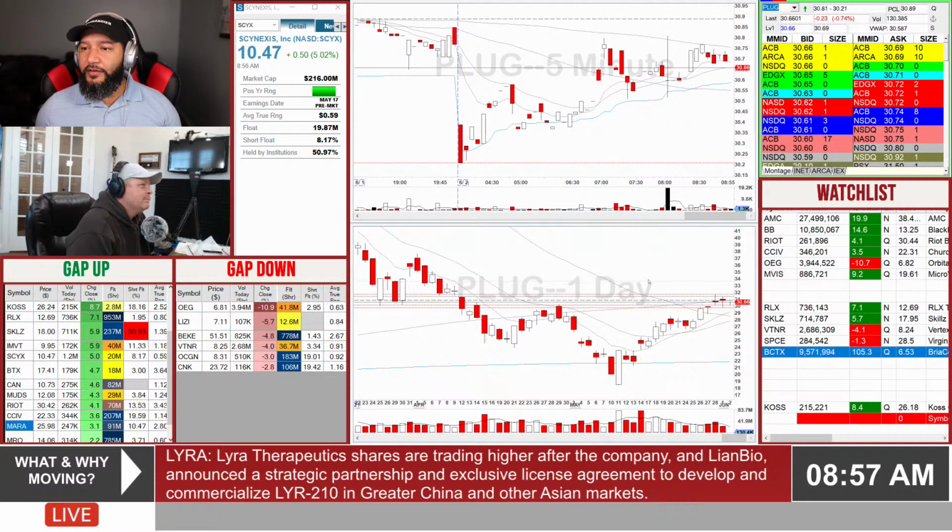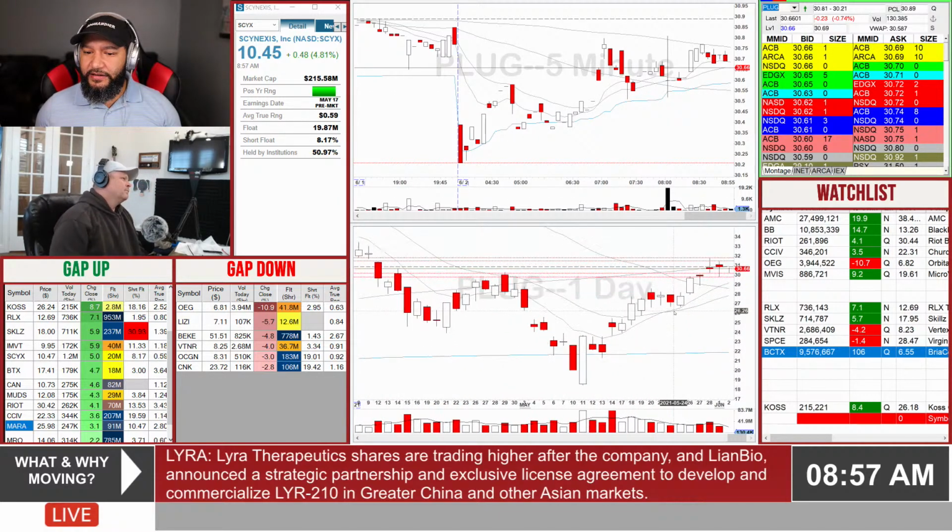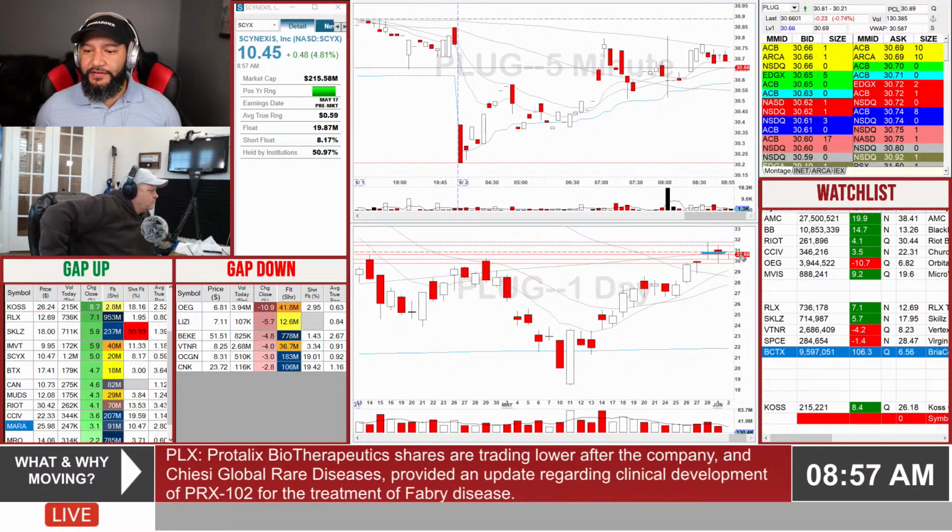Here's Plug, down 0.74, not great. Volume is not there. I like the daily for a possible breakout, but nothing's happening now.